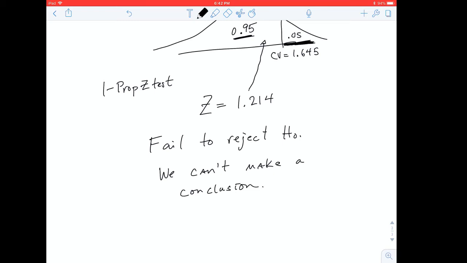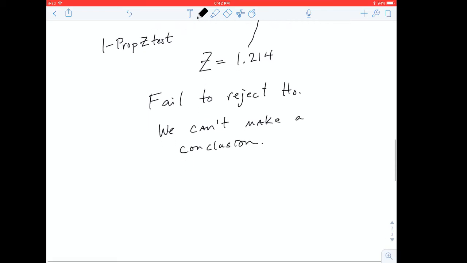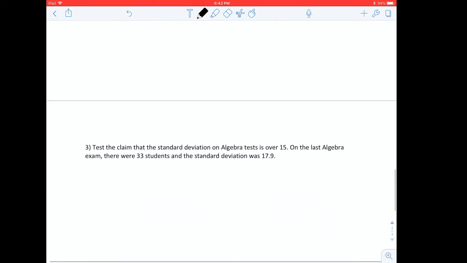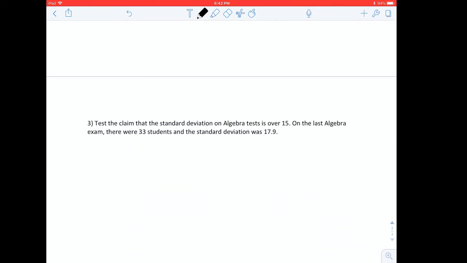All right, then on to the last one. And the last one is about standard deviation. So if it's about standard deviation, then we're going to be using chi-squared as the test statistic, and table A4 is where the critical values are.